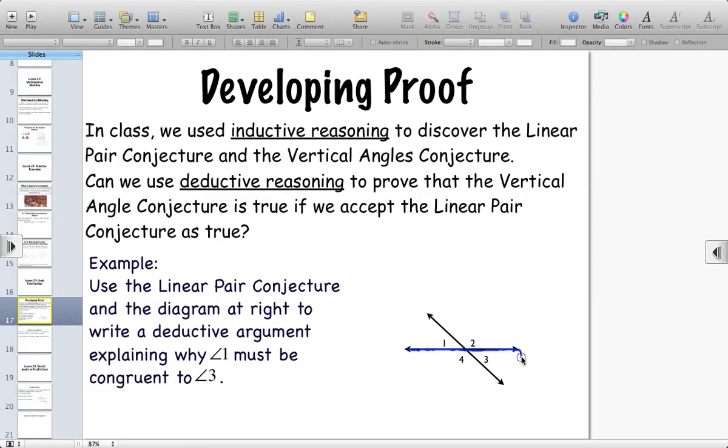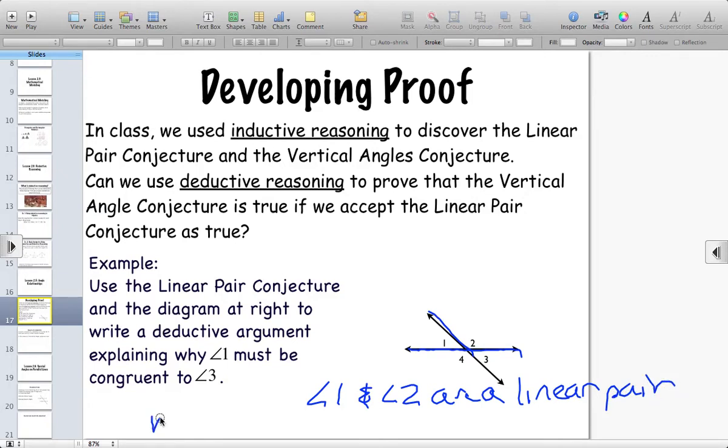Well, if angles 1 and 2 are a linear pair, we know this because that's what they are, we can see. So that means the measure of angle 1 plus the measure of angle 2 has to equal 180 degrees. So that's step 1. The measure of angle 1 plus the measure of angle 2 is 180 degrees because angle 1 and 2 are a linear pair. So that's how the conjecture is working.